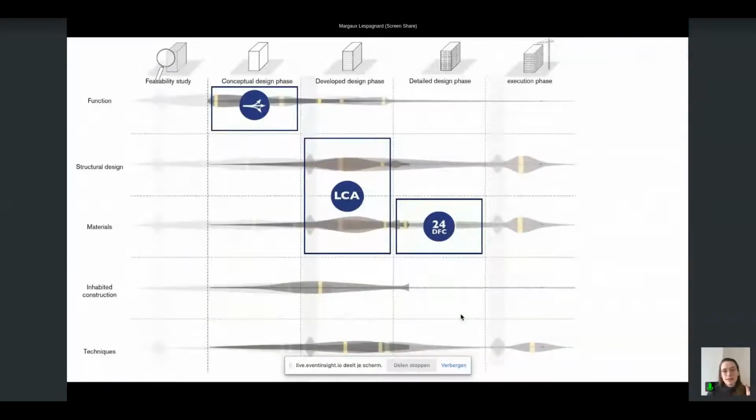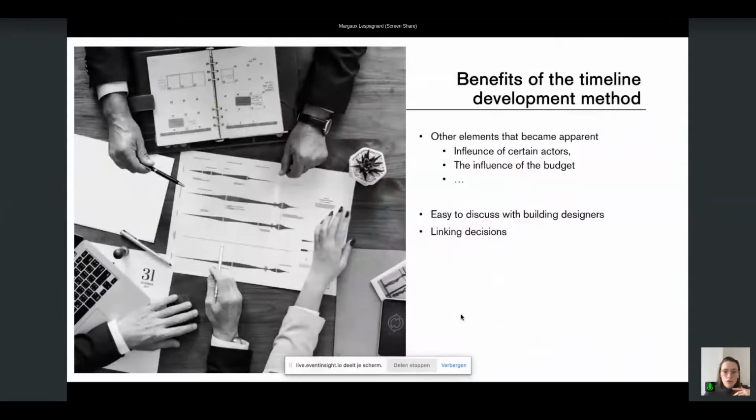So this is merely just part of the information that we got from these timelines, because with the timelines, you really have to analyze your design process very deeply. And you can also know other stuff like the influence of the actors, the influence of the budget, and the influence of certain information received at a certain moment in time.